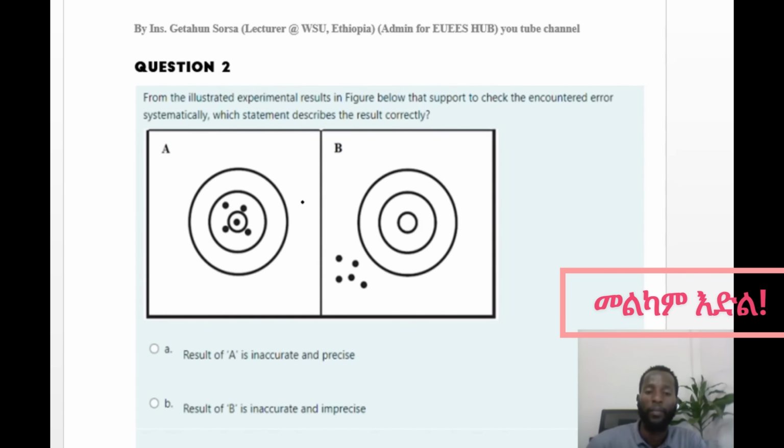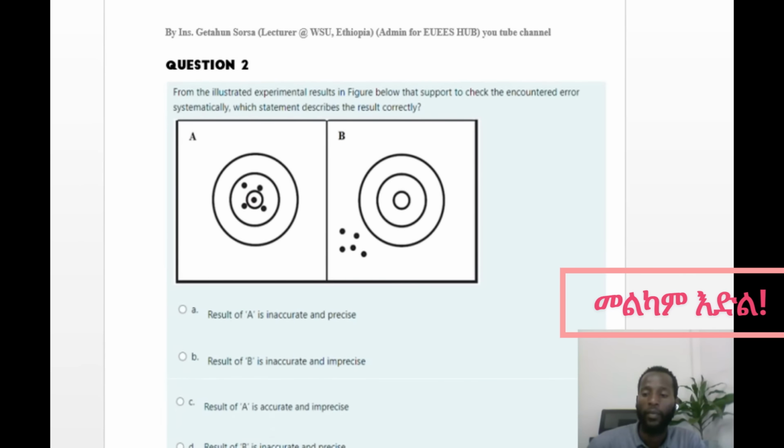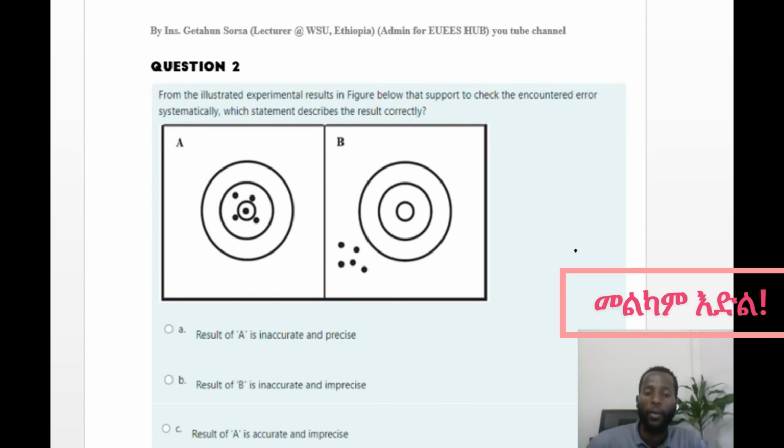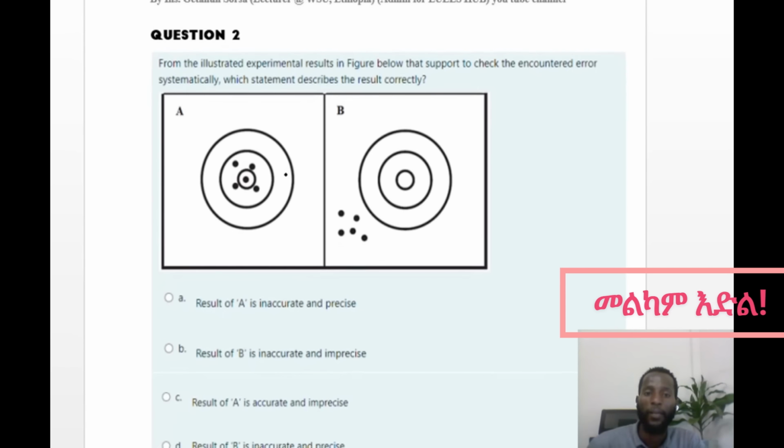Question number two. Here we have given from the illustrated experimental result in the figure below that supports checking the encountered error systematically, which statement describes the result correctly? A. Result A is inaccurate and precise.